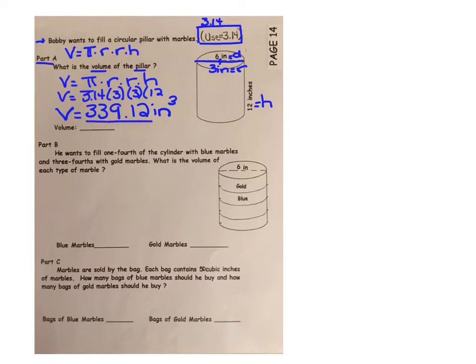Take a moment and pause the video. Use the formula and the three-step process to calculate the volume of the cylindrical pillar. Compare your answer. This is the total volume of the cylinder. Give yourself a check if that's correct. If not, change your answer. And we're going to work with this answer and bring this information down to part B.